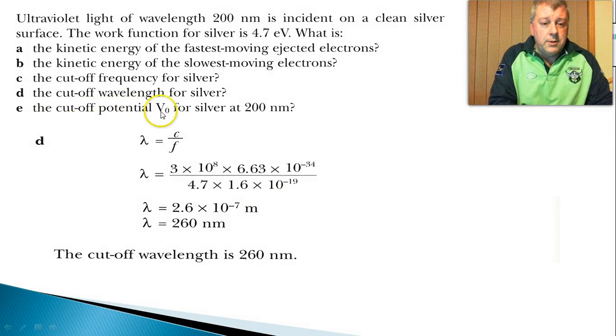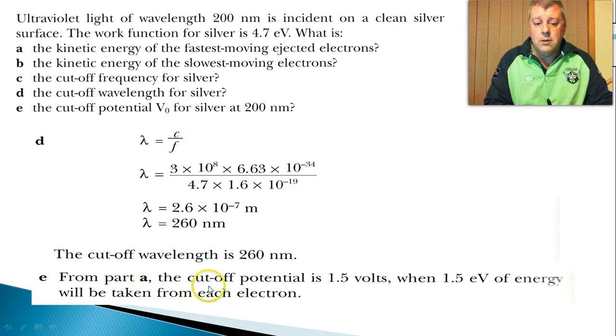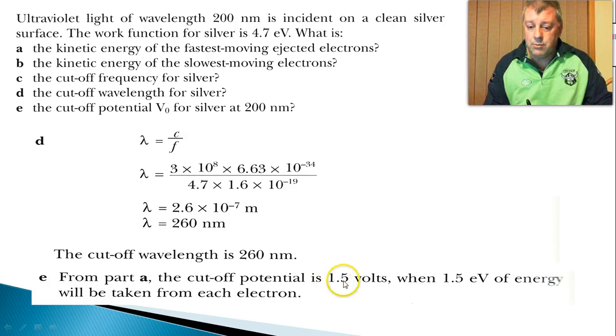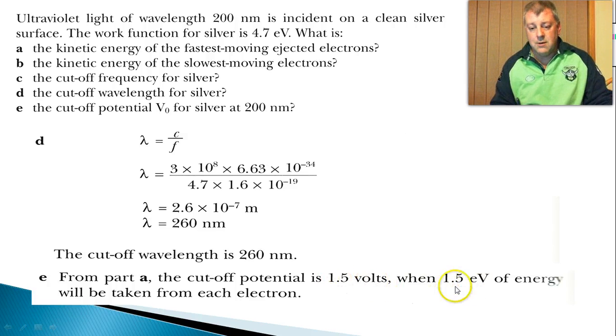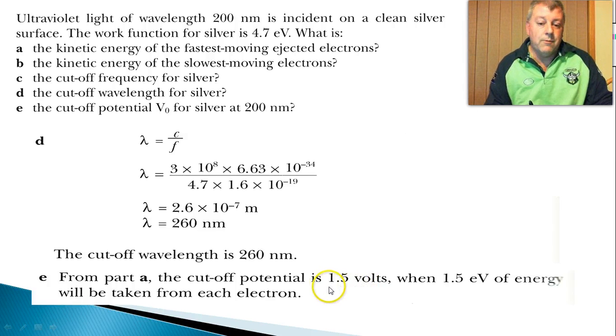Now, the cutoff potential V0 for silver. In part A, we learnt that the energy of the electrons is 1.5 eV. That's the maximum kinetic energy that they have, and so the electric field to stop that requires 1.5 volts, and that's one of the advantages of working in electron volts for some parts of the photoelectric effect.